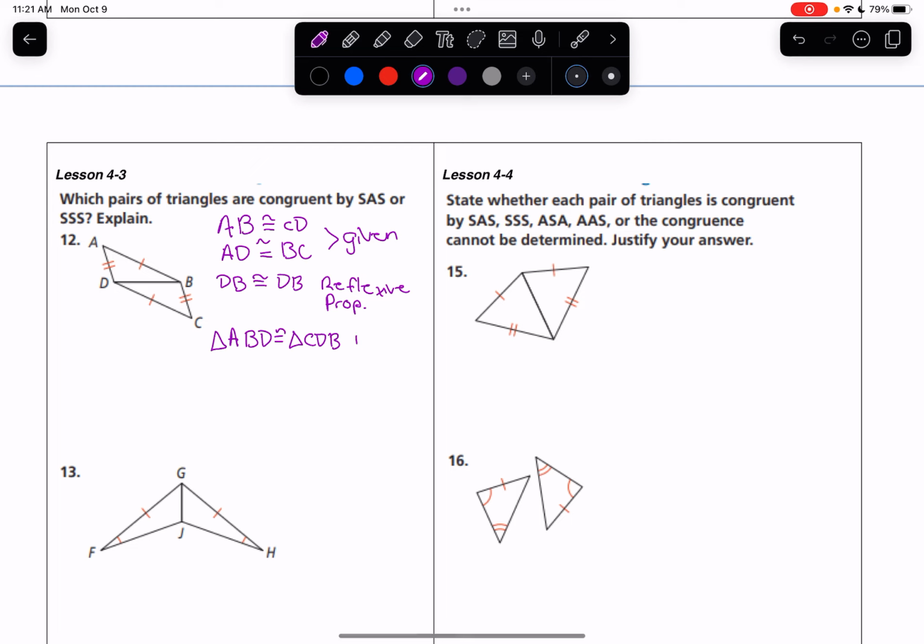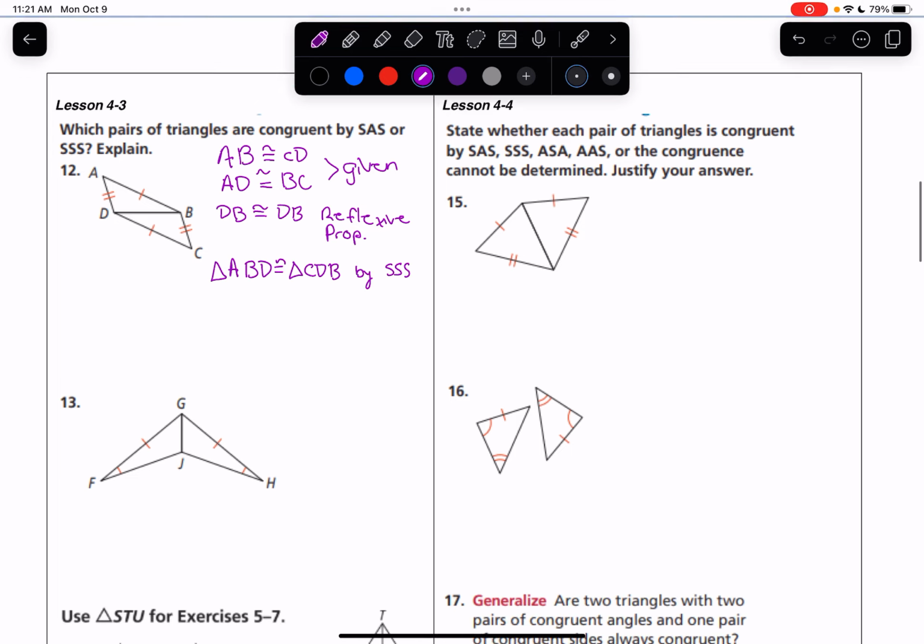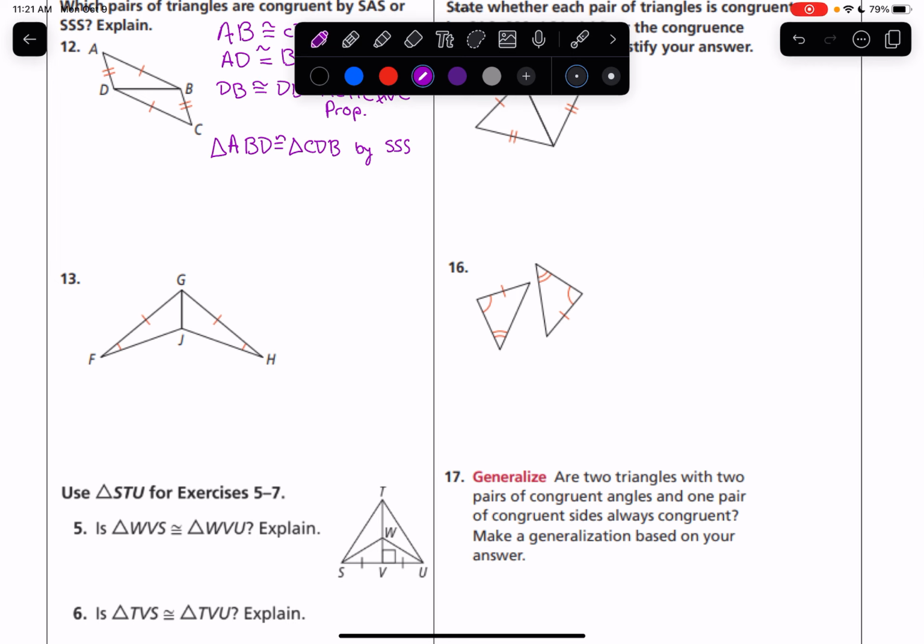CDB by side, side, side congruence. Number 13, it looks like I have a pair of congruent sides. So GF is congruent to GH. I have a pair of congruent angles. Angle F is congruent to angle H. And I have a pair of congruent sides, that is the reflexive property.